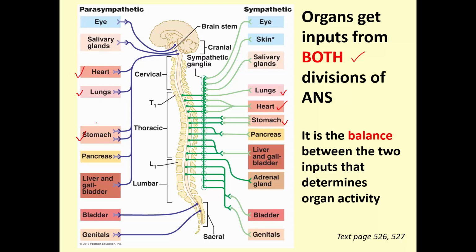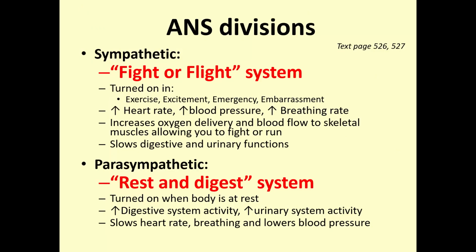Is stomach getting a parasympathetic input? Yes. So they all get inputs from both, and it's the balance between the two that decides how fast the heart is going to beat, how fast we're going to breathe, how quickly we're going to digest food. It's going to be a balance between how many inputs are we getting from sympathetic nervous system and how many inputs are we getting from parasympathetic nervous system.